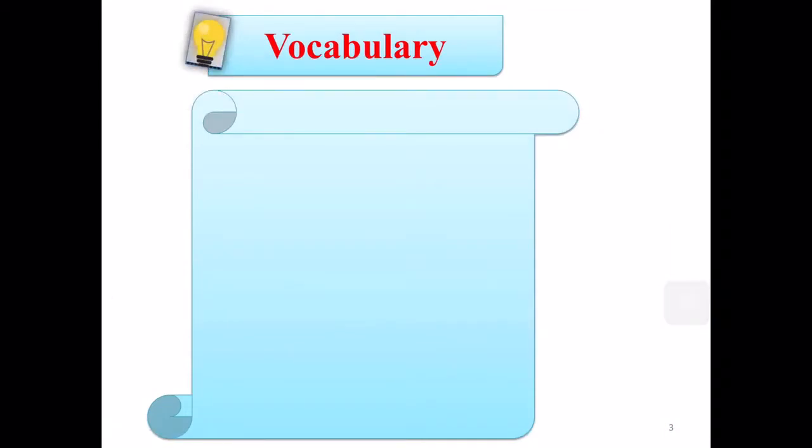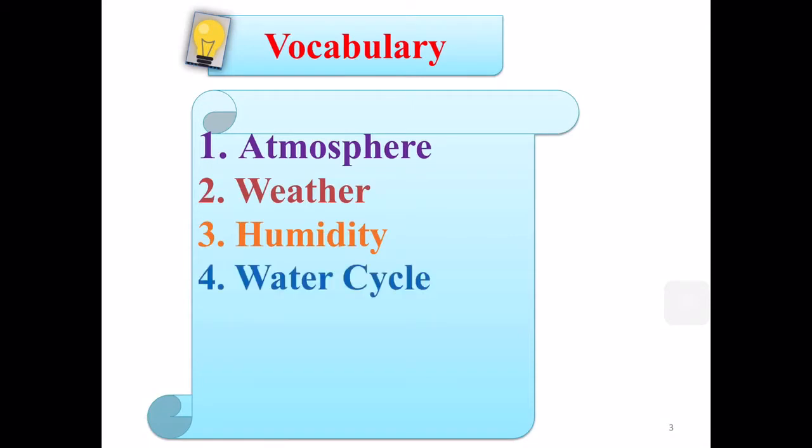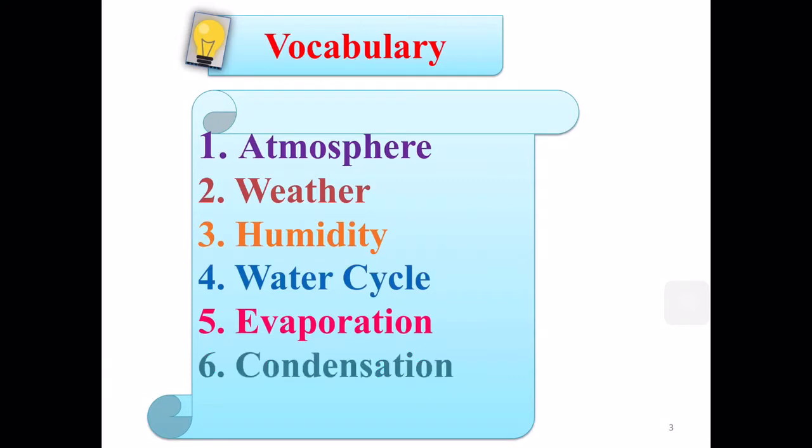Here are the vocabulary terms that you should already know from last week. Number 1 is atmosphere. Number 2 is weather. 3, humidity. 4, water cycle. 5, evaporation. 6, condensation. And 7 is precipitation.